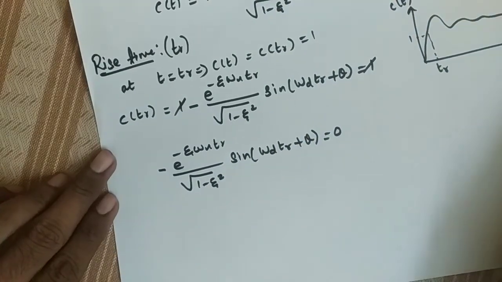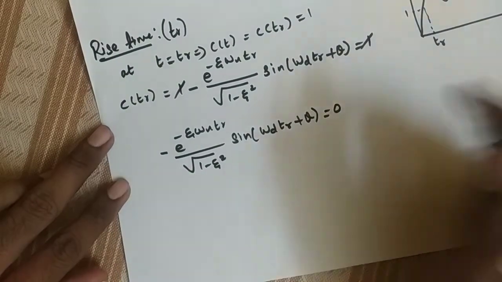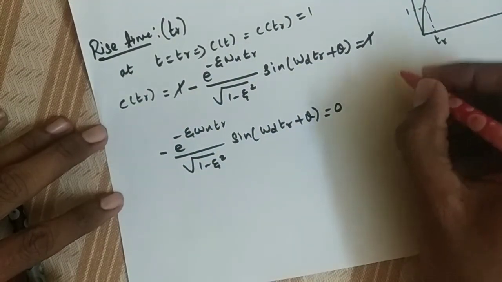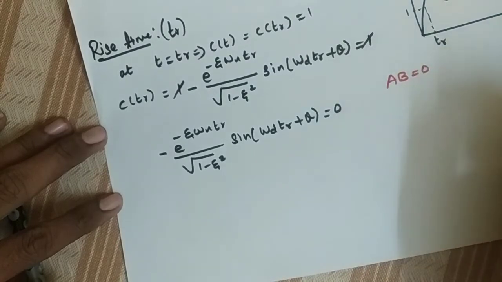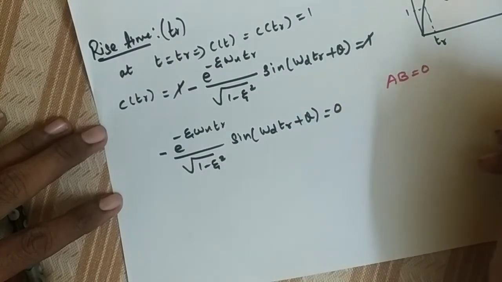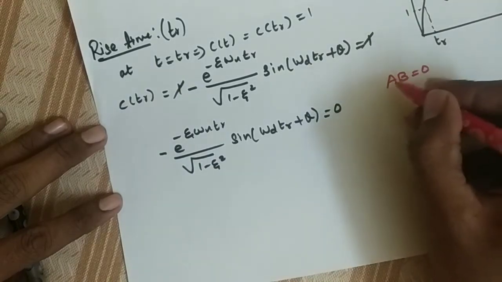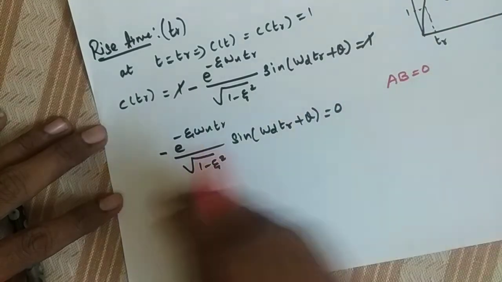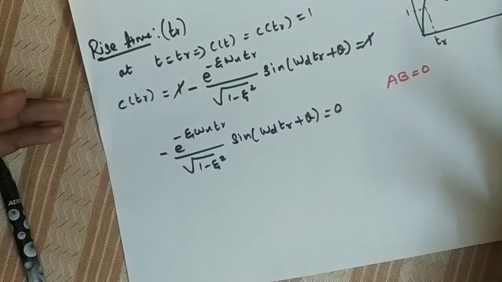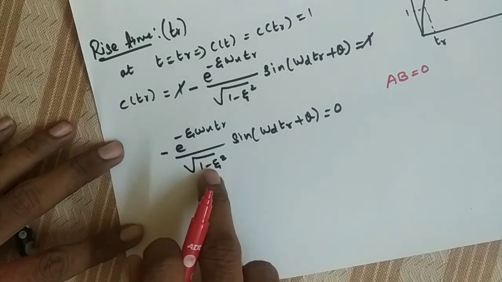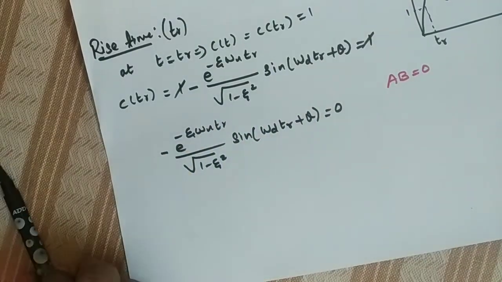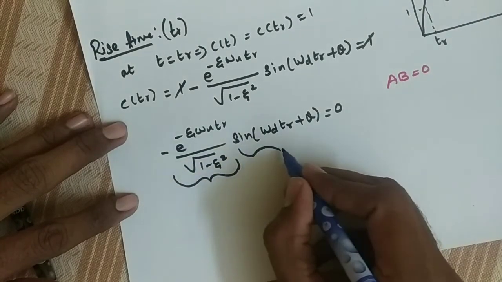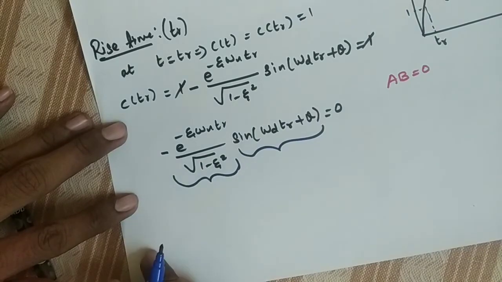So we need to choose the correct term to be 0. Let's take a into b equal to 0. It is obviously known that only if any one of the terms is 0 will the multiplication of these two terms be 0. So any one of the terms, or otherwise both the terms, may be 0. We need to identify which term is 0 and which term is non-zero. First, let's take this exponential term. This is the sinusoidal term. Which one is equivalent to 0?